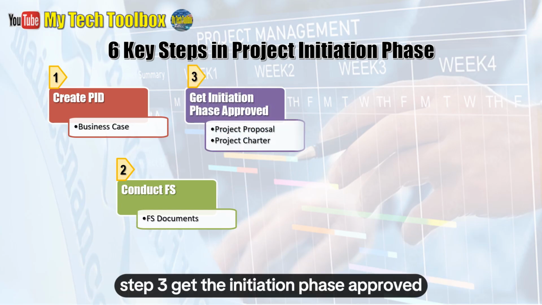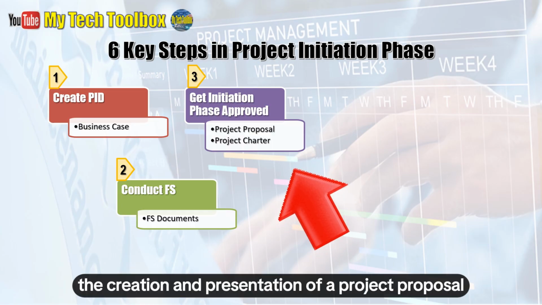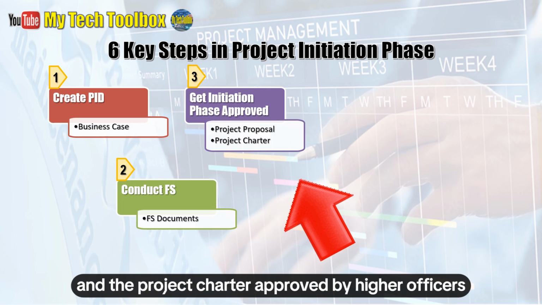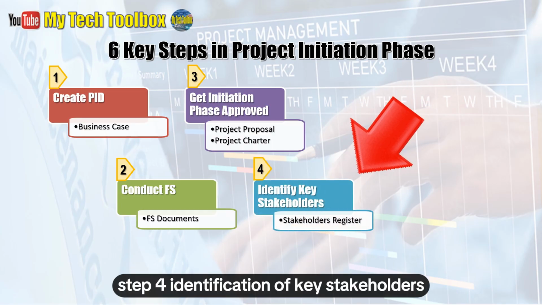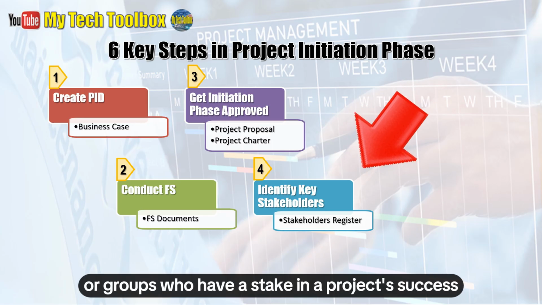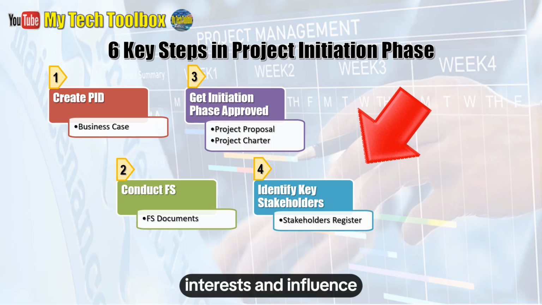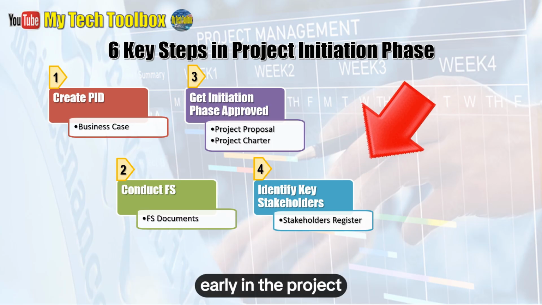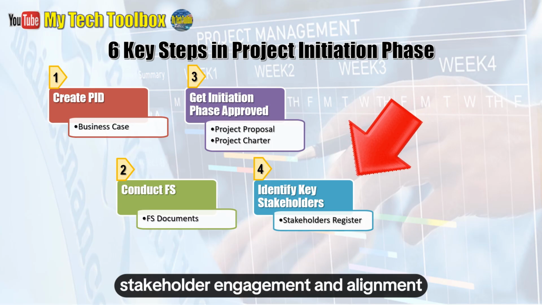Step 3. Get the initiation phase approved. This crucial step requires the creation and presentation of a project proposal and the project charter approved by higher officers and stakeholders of the company. Step 4. Identification of key stakeholders. A stakeholder register is a project document that lists all individuals or groups who have a stake in a project's success, along with information about their involvement, interests, and influence. It's a living document that's created early in the project and updated throughout to ensure proper stakeholder engagement and alignment.